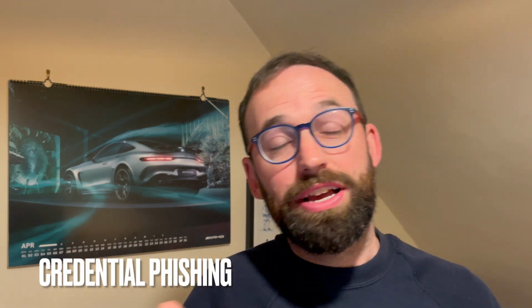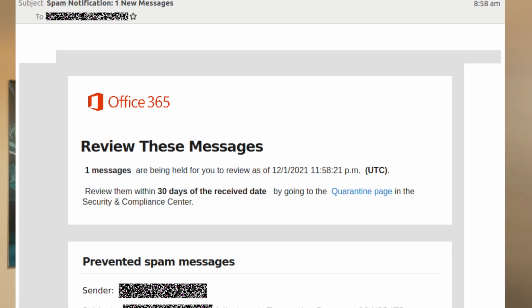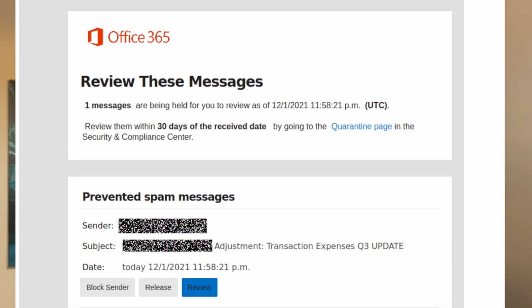The second example I can think of is credential phishing. Now, with a lot of cloud services now, all you need is a username and a password, and you've got access to things like email, OneDrive, OneNote, Dropbox, all these different things. And attackers are getting very good at sending emails that look like they're from those services. So they look like they're from Office 365 or from Dropbox, for example, saying you've got a security issue, you need to reset your password, something of this nature.